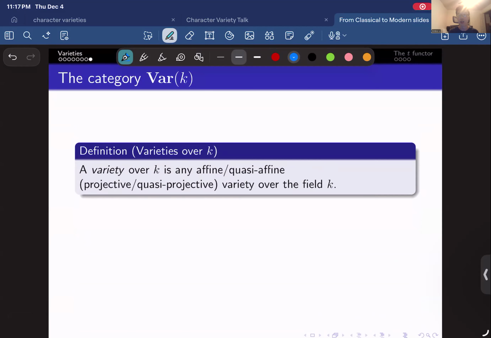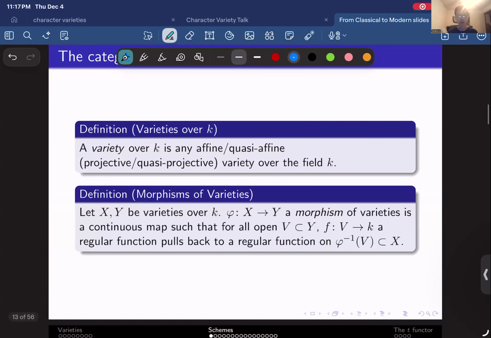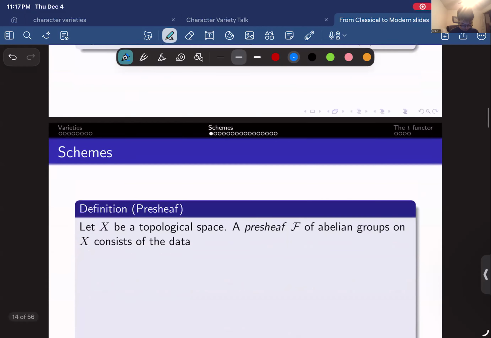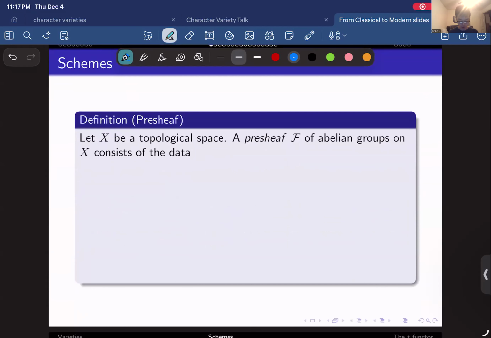And in particular, any projective variety actually has an affine cover. And morphisms of varieties are just continuous maps such that for all open subsets V in Y and a regular function defined over V, it pulls back to a regular function on phi inverse of V as an open subset of X. And now let's build our way towards schemes.